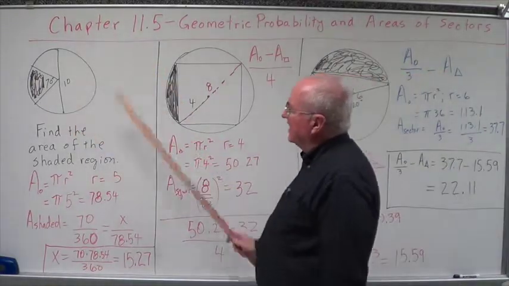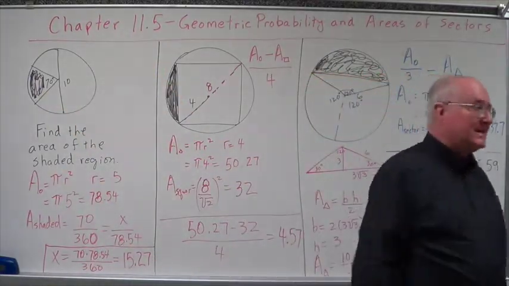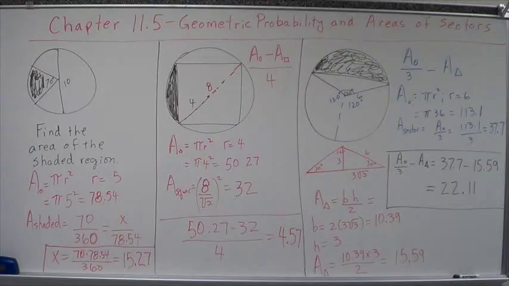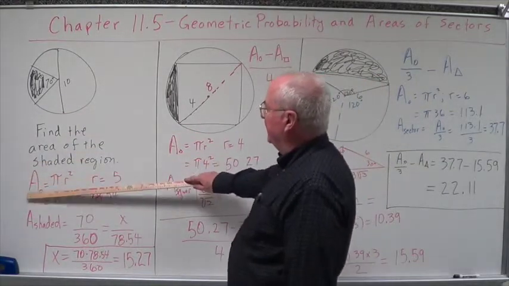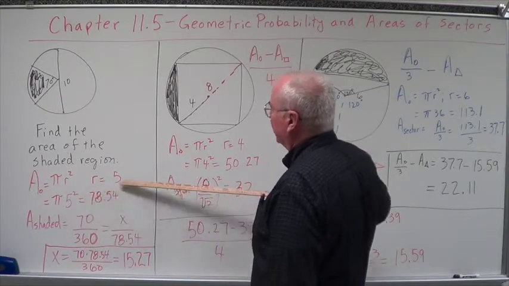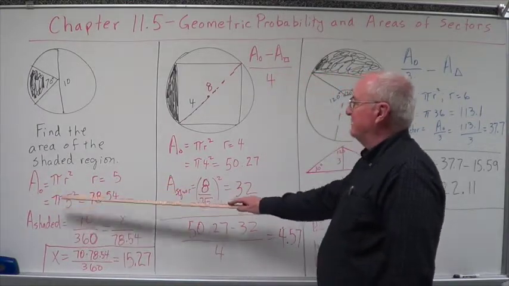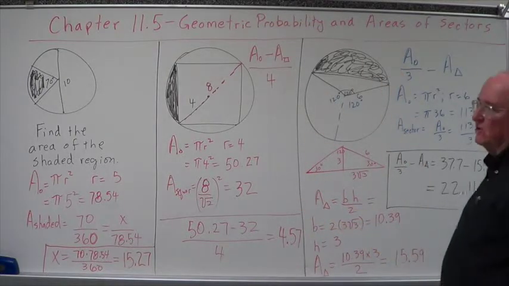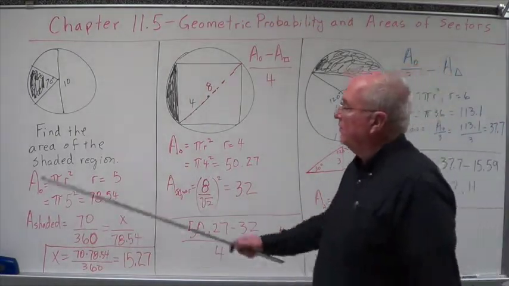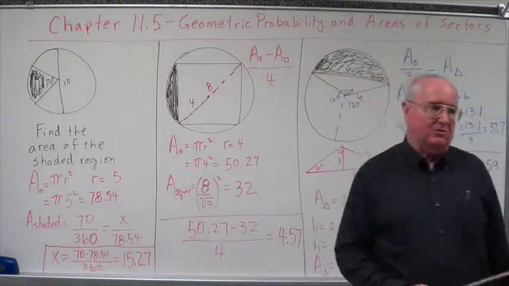How do we find the entire circle? We need 70 out of 360 of that circle, so let's see what we do here. We're going to look at the shaded area. Okay, the area of the circle is pi r squared. R is 5. Pi times 5 squared is 78.54. That's the entire circle. I don't want the entire circle. I only want 70 degrees of the entire circle.